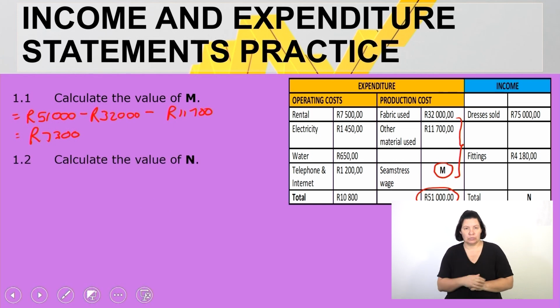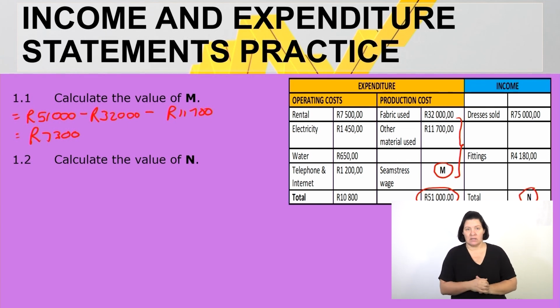All right, let's look at our next question. Question 1.2, we are saying here, calculate the value of N. So here is N. Looking at this, N, which is the total, consists of the dresses sold and the fittings. So that will give you an income.